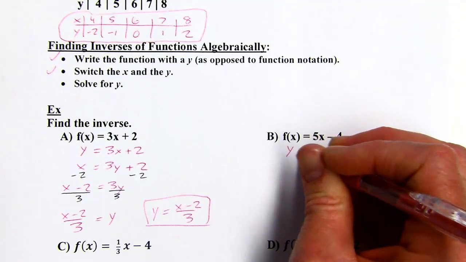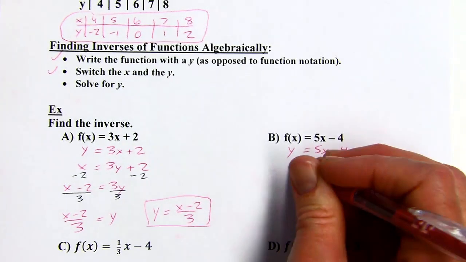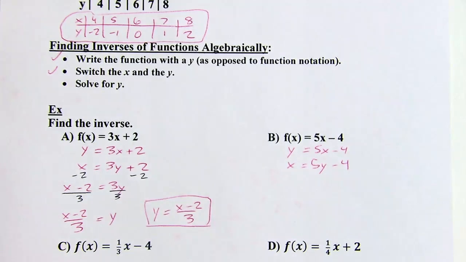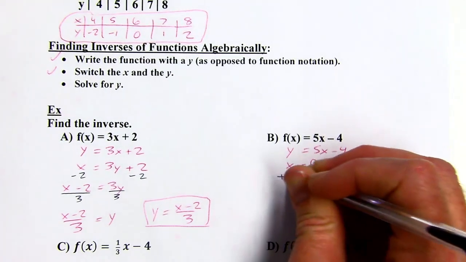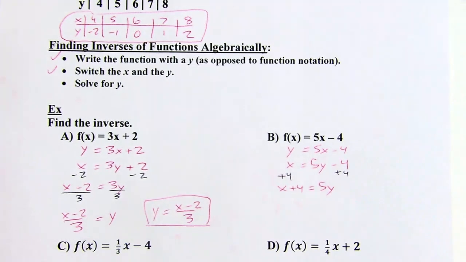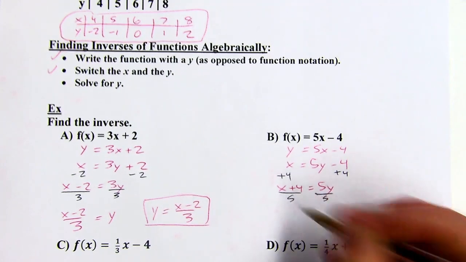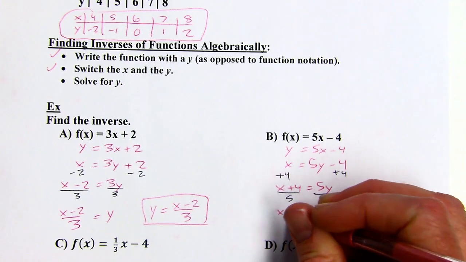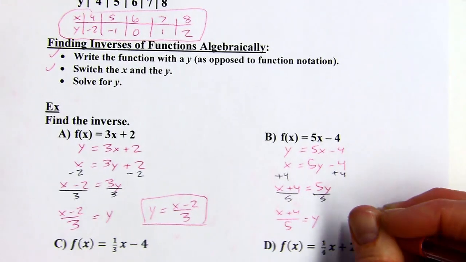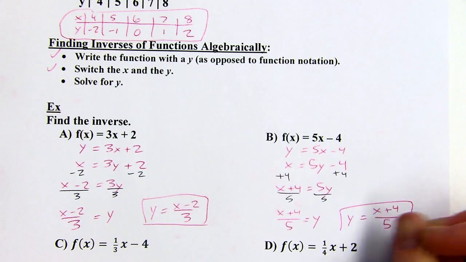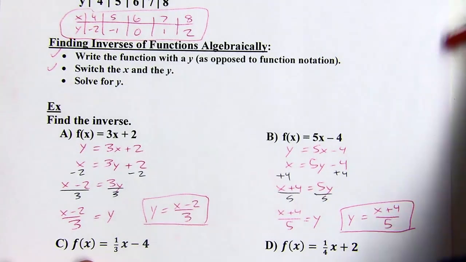I'm going to just write this with a y first. Then I'll switch the x and the y, and you could do those first 2 steps all at once if you wanted to. I'm just trying to be clear. And now I'm solving for y, so I'm going to start by adding 4 to both sides. And then I'll divide by 5. Divide the whole equation by 5. Okay, so now I've got (x plus 4) all over 5 is going to equal y. I'll just flip that around like so. There's the inverse. Okay, let's try a couple more.